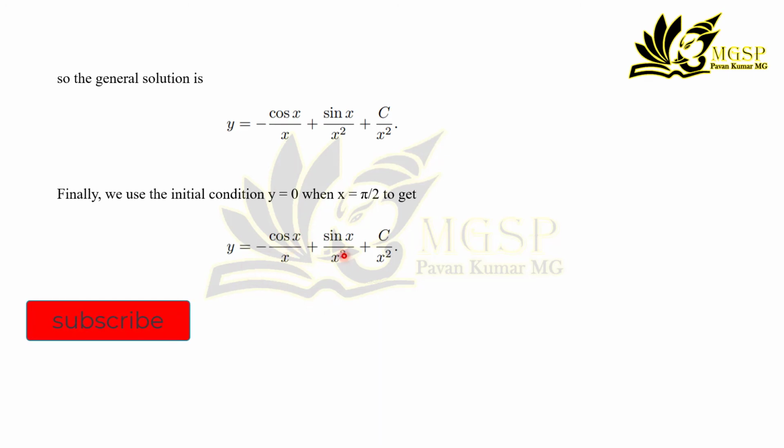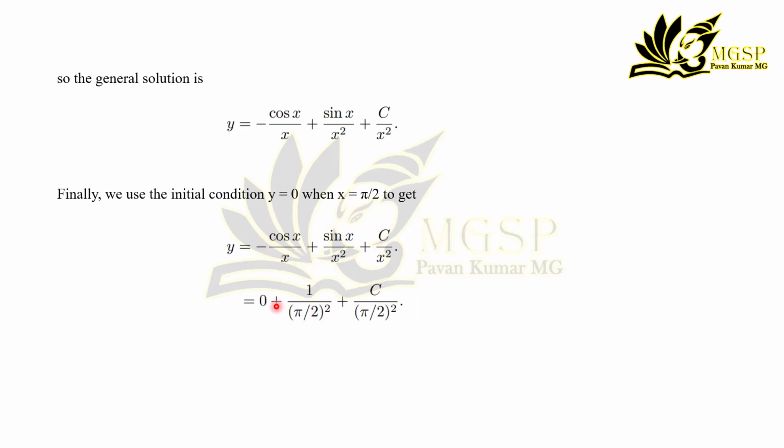So substitute the value of x, pi by 2, in the cos x place, the sin x place, and the c term place. Cos pi by 2 is 0 and sin pi by 2 is 1, so y is 0. So c will be c, and the x term will be pi by 2 whole square. So when you solve this, the pi by 2 square cancels, and c will be minus 1. And our solution will be minus cos x by x minus sin x by x square.